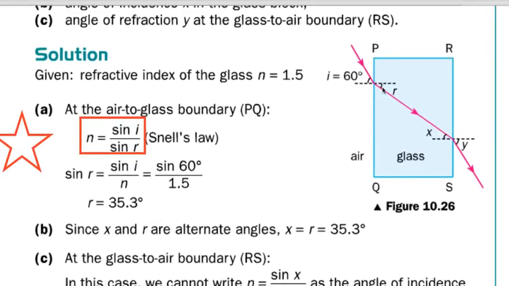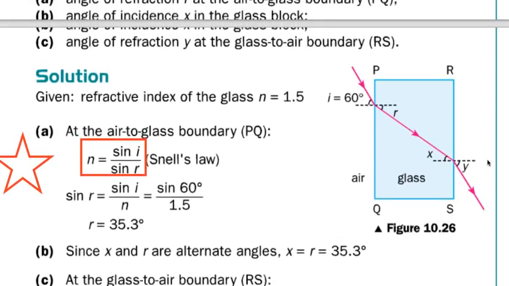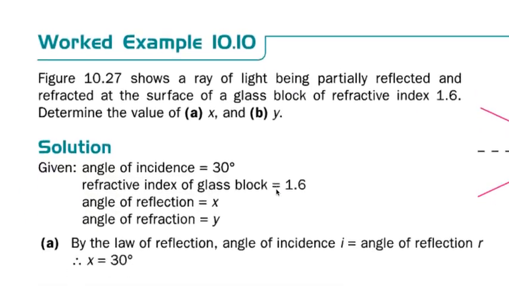Since x and r are alternate angles, r will equal x, which is 35.3. Principle of reversibility tells you that it will go through exactly the same path since both of these are parallel. So y is also equal to 60.